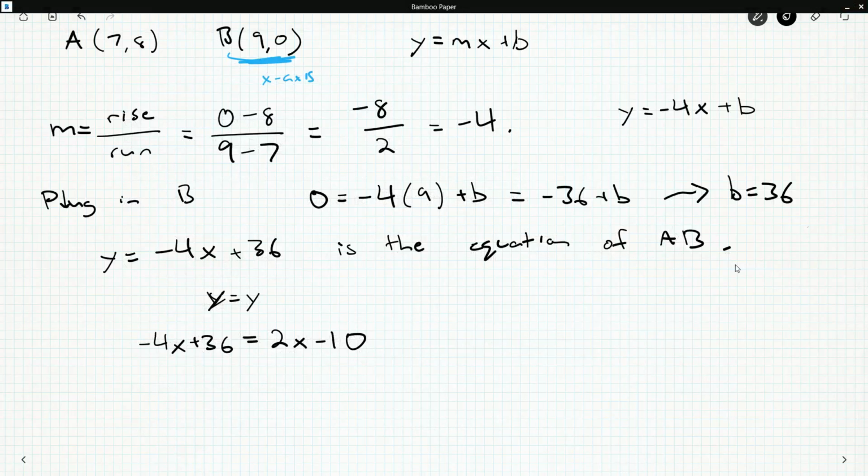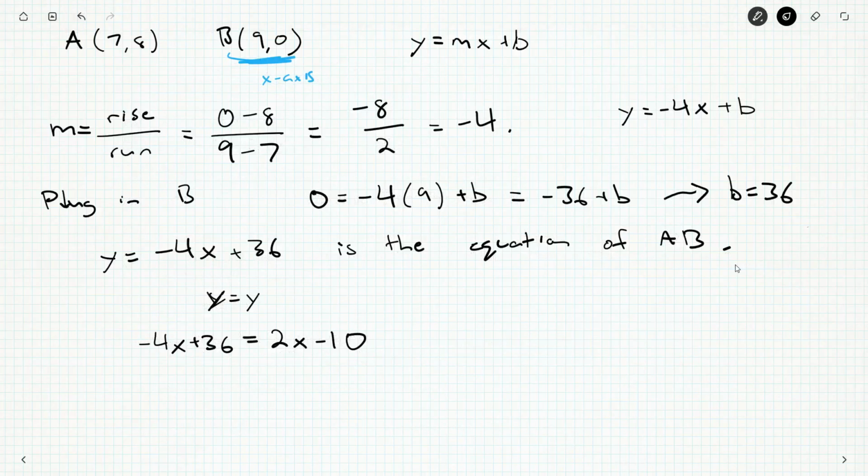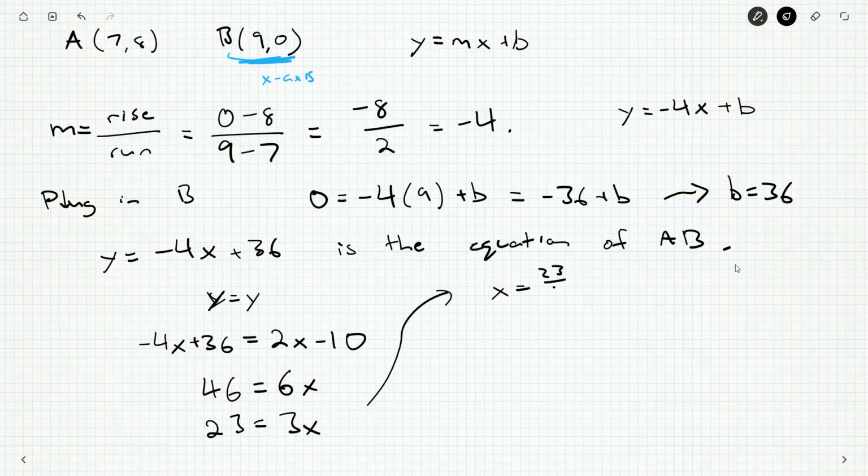So now we can rearrange and solve for x. I'm going to bring the negative 4x over. So it'll be 6x, 2 plus 4 to cancel out the minus 4. We get 6x. 36 plus 10, we get 46 on this side. And then divide by 2 at least, we'll get 23 is 3x. Okay, well, we're going to have to accept a fraction. X is going to be 23 over 3.